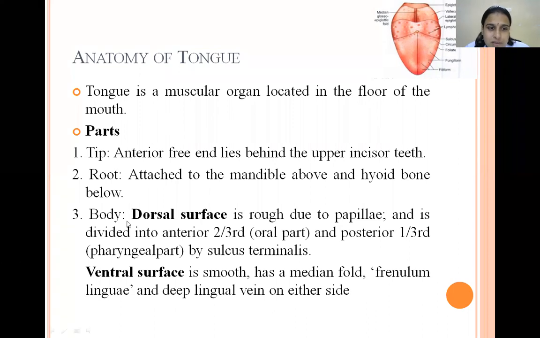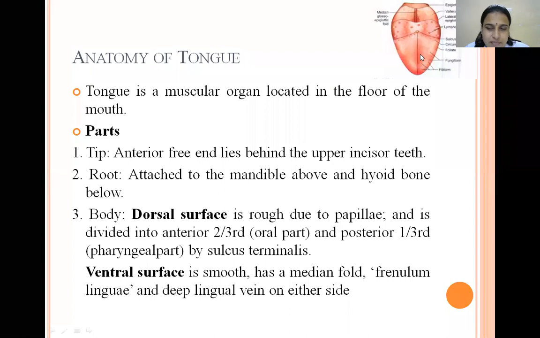So it has 3 parts. The tip, the anterior free end that lies behind the upper incisor. The root, that is attached to the mandible above and the hyoid bone below. And the body.